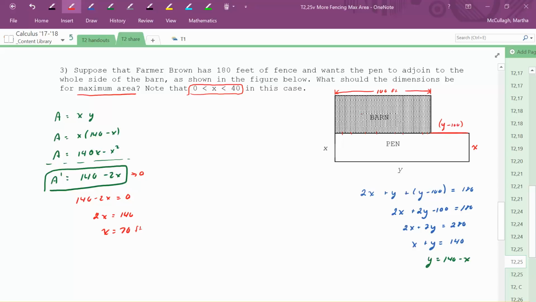And that is that we were told that the pen needed to use up the whole side of the barn. That means that y has to be greater than or equal to 100 feet. Let's just say we take up 100 feet of the fence. If I've used 100 of my 180 feet, then that leaves me 80 feet for my x's. Cut that in half, and that's 40 feet for each one of the x's.